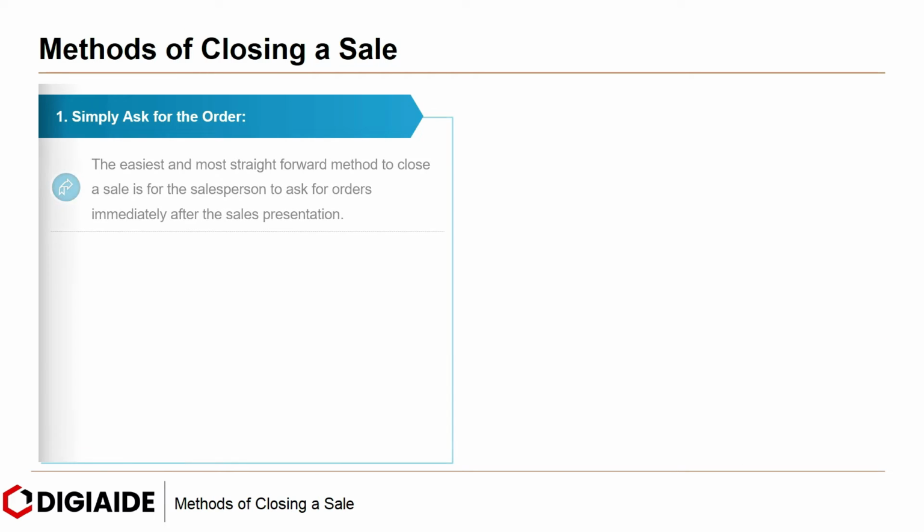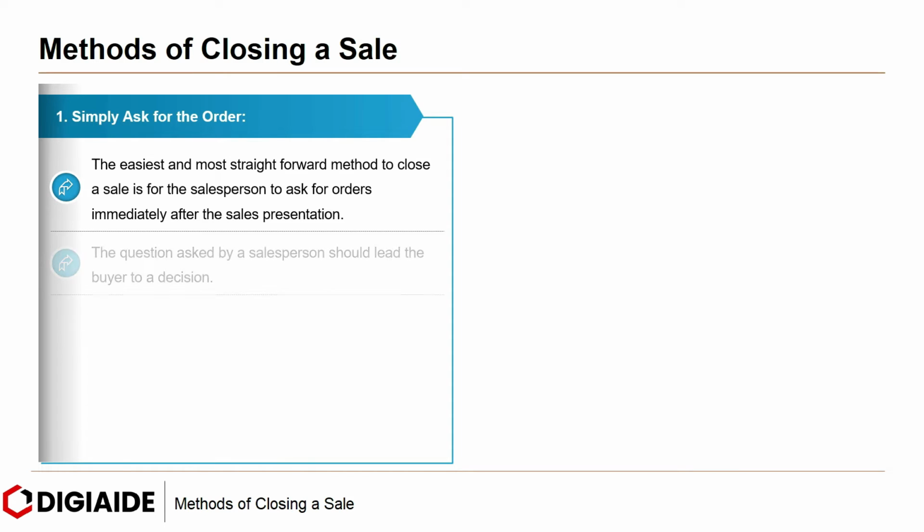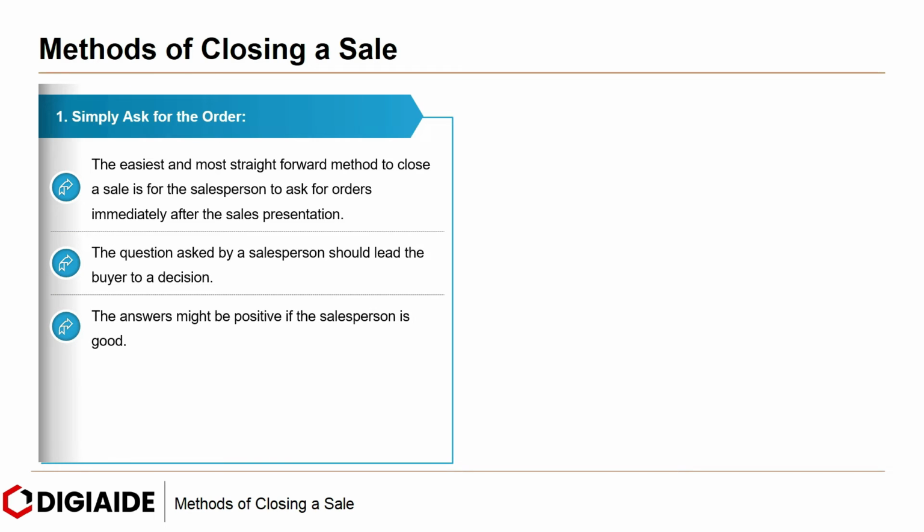Simply ask for the order. The easiest and most straightforward method to close a sale is for the salesperson to ask for orders immediately after the presentation. The question asked by a salesperson should lead the buyer to a decision. The answers might be positive if the salesperson is good.